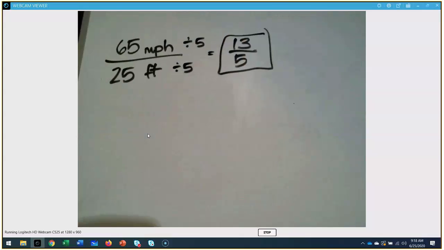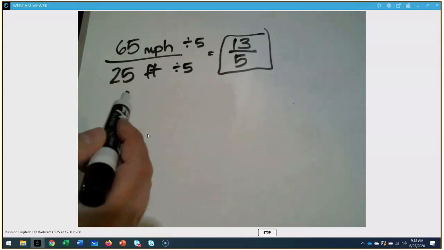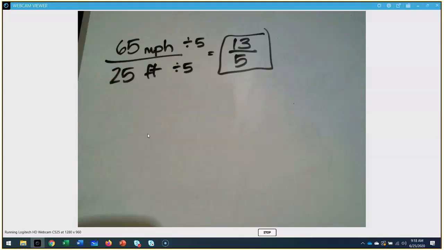And that's it. A lot of people get that question wrong because they forget what they're asking for when they tell you you have a ratio. A ratio is just another way of saying a fraction. So put it in fraction form and simplify the fraction. That's it.